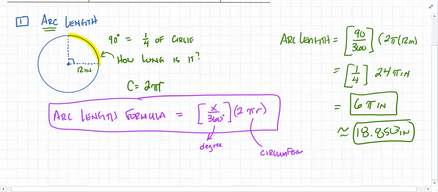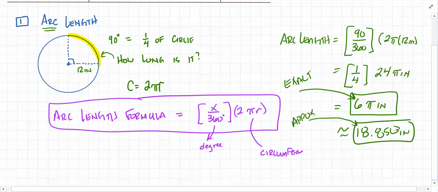So this answer here, ladies and gentlemen, what do we call that? The 6 pi inches. That is the exact answer. What do we call this answer here? The approximate. So your question, which one do you leave it in, depends on what they're asking for.